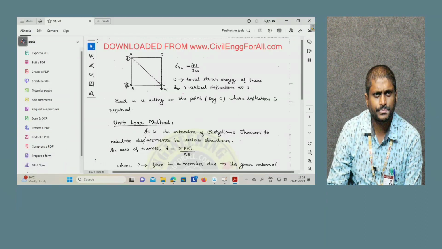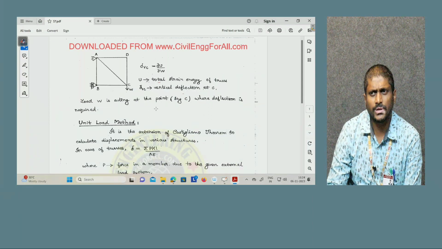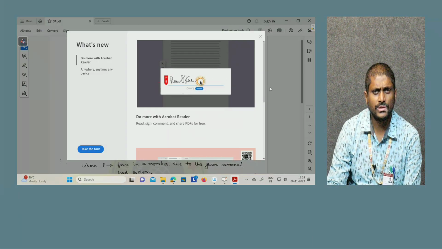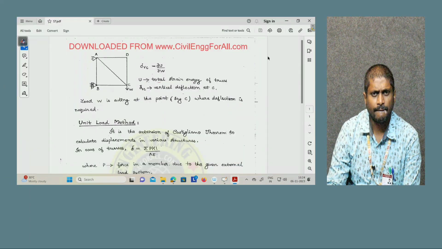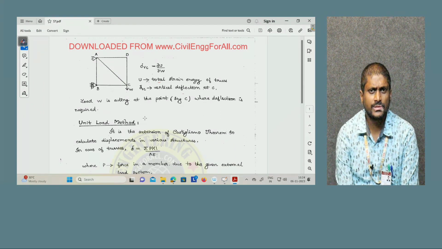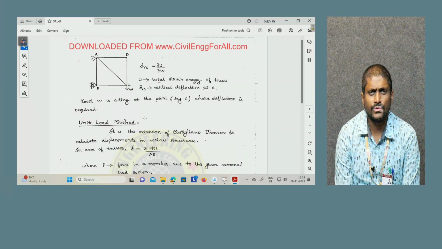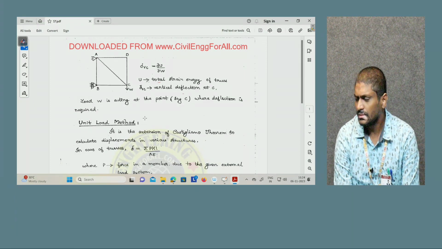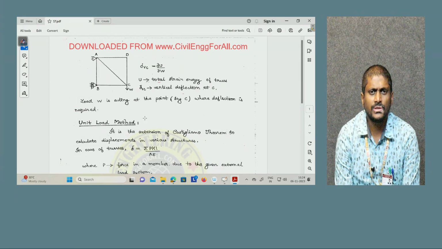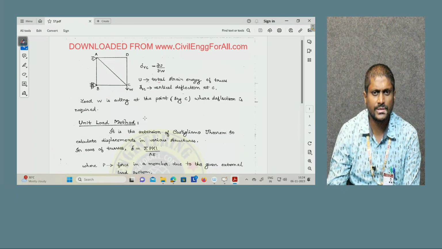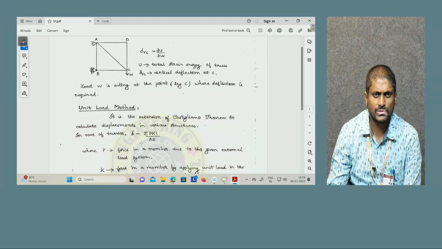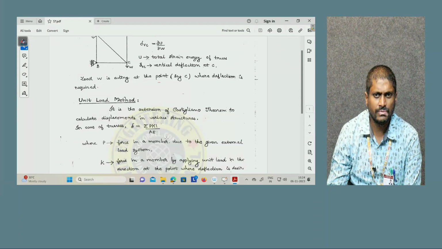Then there is a numerical given here using the unit load method. See this unit load method. By applying the unit load method, you can see this numerical: delta Vc equals to dou U by dou W, where U equals to total strain energy of truss, and delta Vc equals to vertical deflection at C. Load W is acting at the point where deflection is required. Unit load method is the extension of Castigliano's theorem to calculate displacements in various structures.